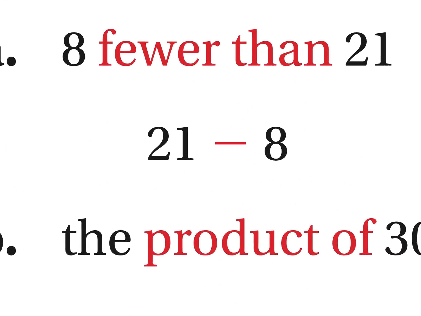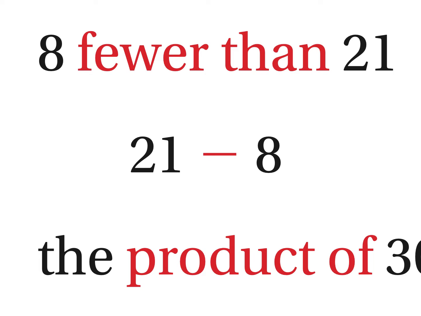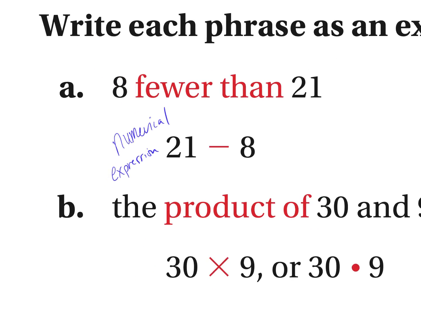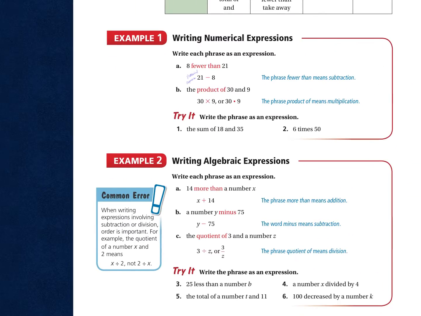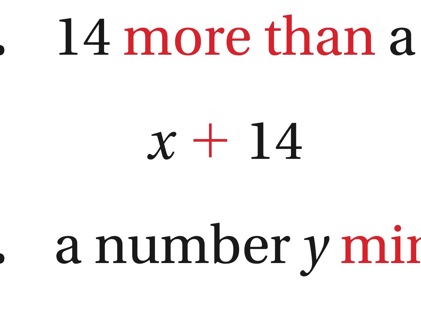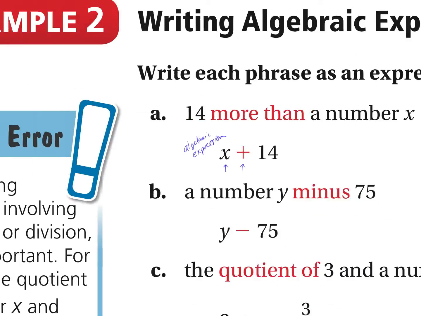For example, 21 minus 8: the operation would be subtraction, and since there are only numbers, this would be a numerical expression. And then this example here, x plus 14: addition is our operation, and since we have a variable x, this would be algebraic. So that's the difference between those two.